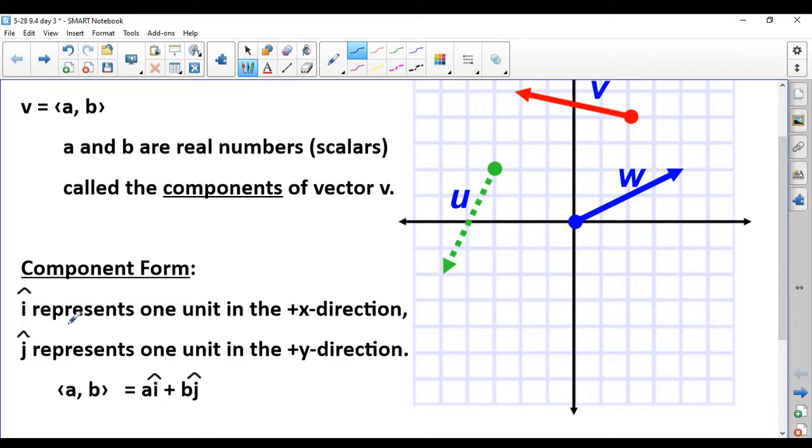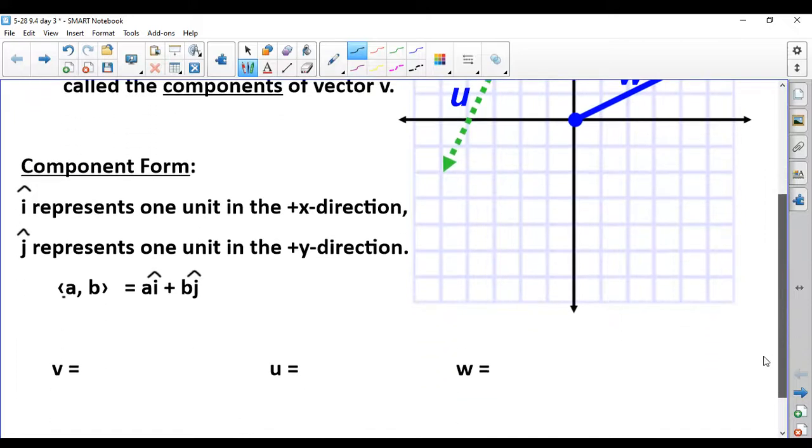The i hat represents one unit in the positive x direction. j hat represents one unit in the positive y direction. So I can write a vector algebraically as either ⟨a, b⟩ inside of the pointed brackets, or as a times i hat plus b times j hat.